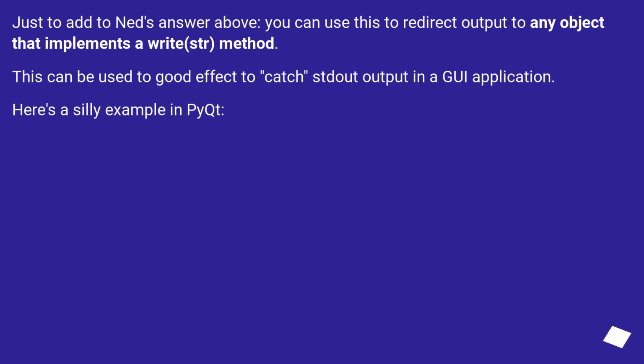Just to add to Ned's answer above, you can use this to redirect output to any object that implements a write method. This can be used to good effect to catch stdout output in a GUI application. Here's a silly example in PyQt.